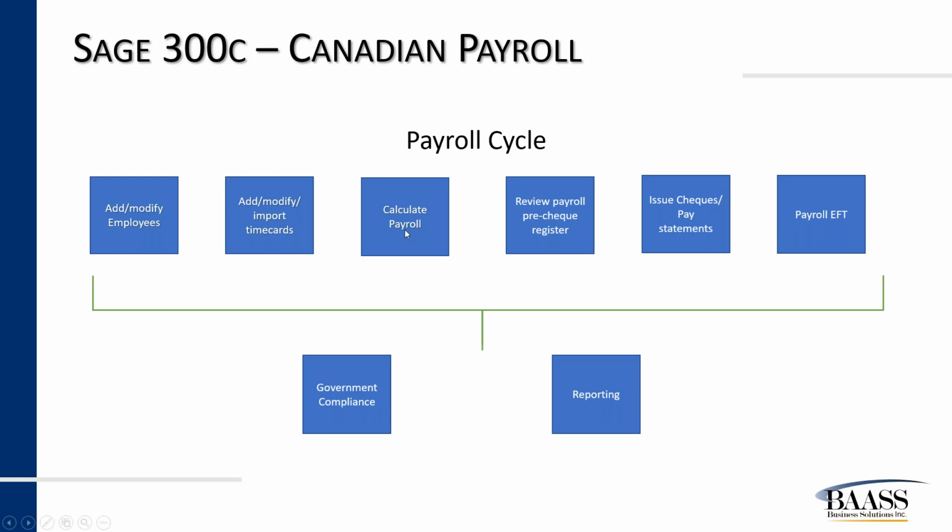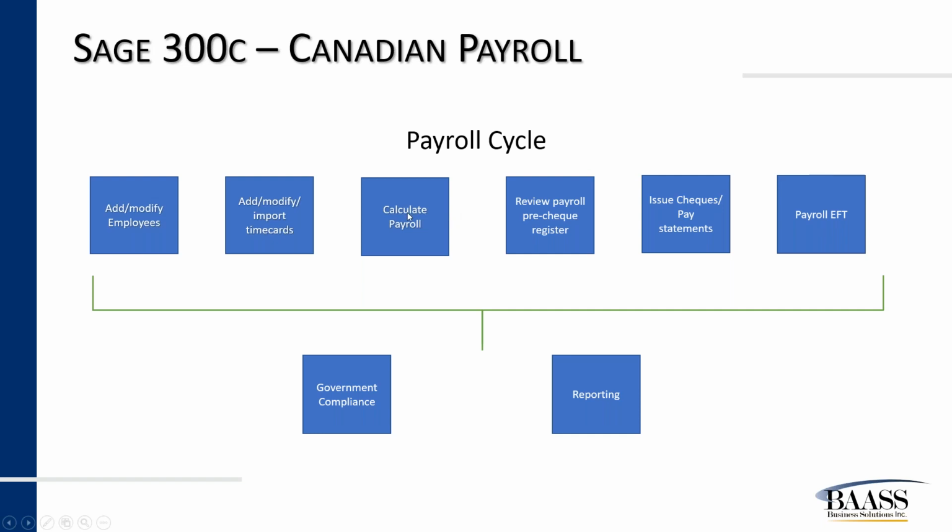So once the calculate payroll is completed and we review what's called our pre-check register, we can at any point go back to any one of these prior steps and rerun those steps. If we find that there's missed information or information that needs to be added, you can definitely go back and add that and recalculate your pay as often as you need to.